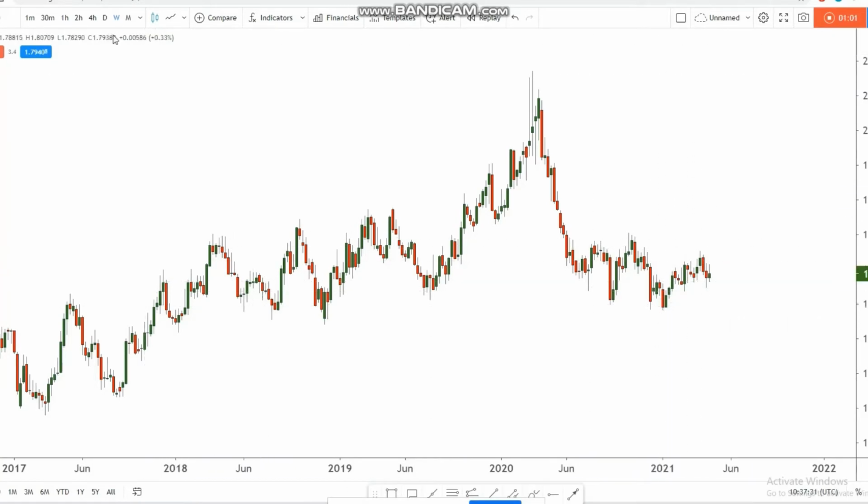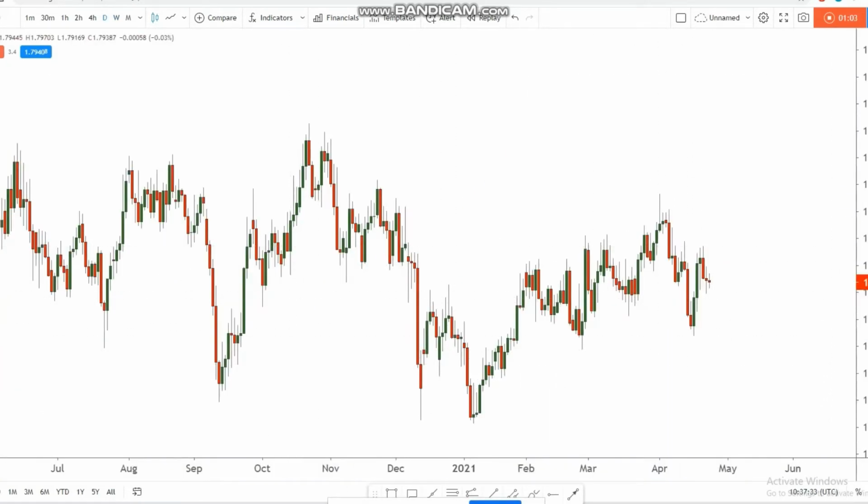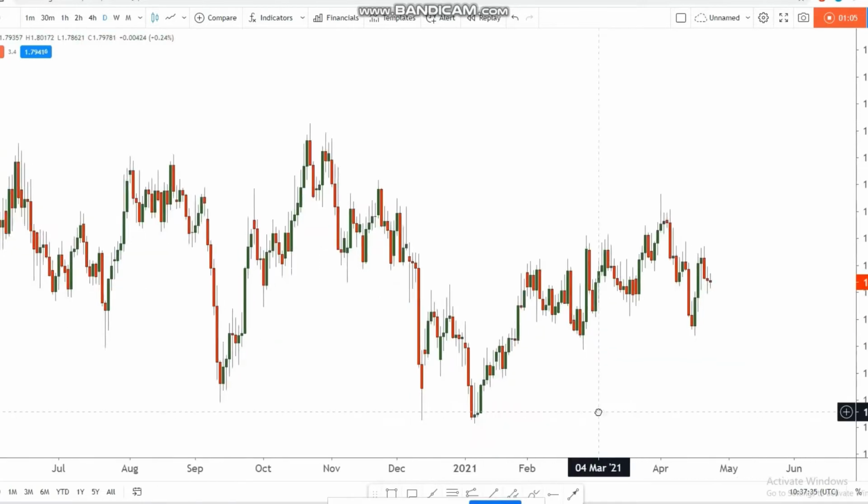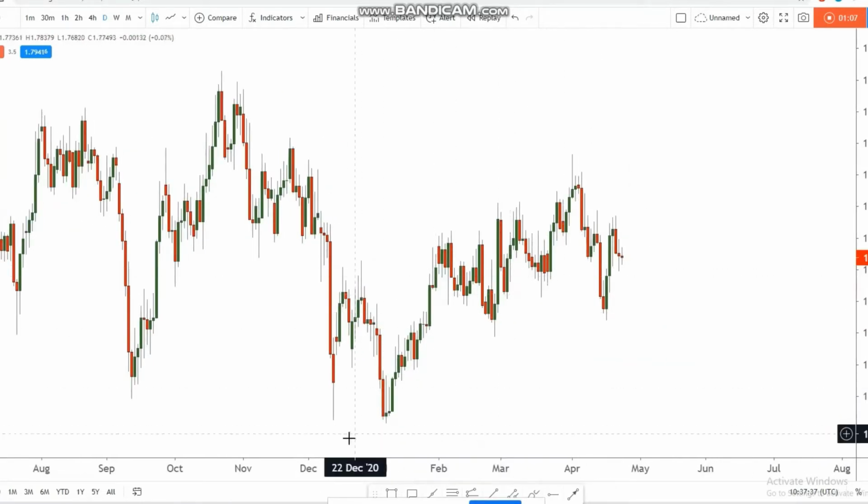So we move on to a daily time frame. On the daily time frame, we can see that currently Pound Aussie is on an uptrend, right? You can see here from the higher lows as well as the higher highs. However, here there is a break in the price structure. There is a lower high as well as a lower low. So it is a break of structure.